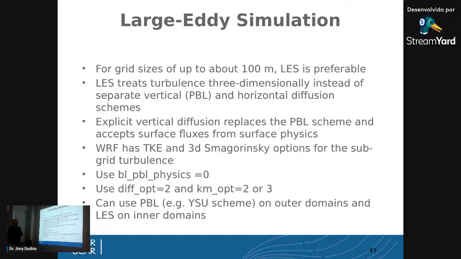WRF has TKE and 3D Smagorinsky options for subgrid turbulence. So you'd set the boundary layer option to 0, and then you choose the method, either TKE or Smagorinsky, with this KM option. So you can use a PBL scheme on the outer domains and LES on inner domains, if you're doing nesting and you have grid sizes across the gray zone.